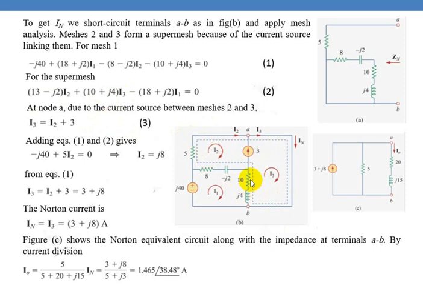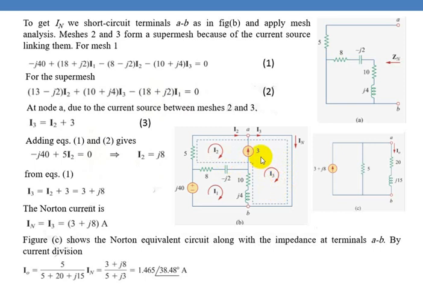Then this super mesh is in common with the first mesh. So therefore, in the first mesh, we have the total resistance and reactance as 8 plus 10, minus J2 plus J4, so 18 plus J2. And you check the current directions. They are opposite. So therefore, you write minus 18 plus J2 into I1 equal to 0. So you have two equations. Now we can write this current source as I3 minus I2 equal to 3 ampere.